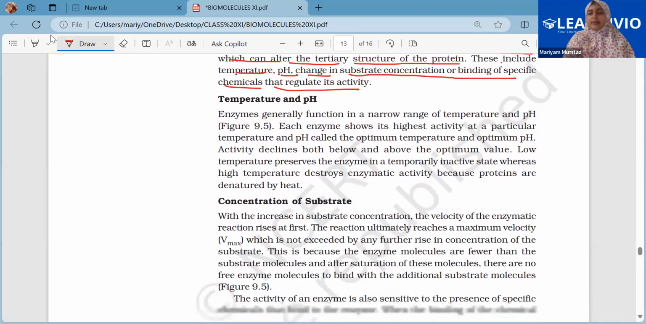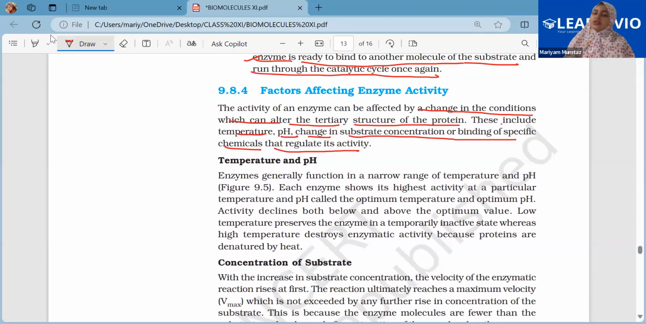Now the first is temperature and pH. Enzymes generally function in a narrow range of temperature and pH. Each enzyme shows its highest activity at a particular temperature and pH. That is known as the optimum temperature and optimum pH, meaning the enzyme will work at this particular pH, let's just say 15 degrees Celsius. Then it will work at that only. If the temperature gets higher, it can get denatured. If the temperature gets lowered, it can get, you can say, inactive.